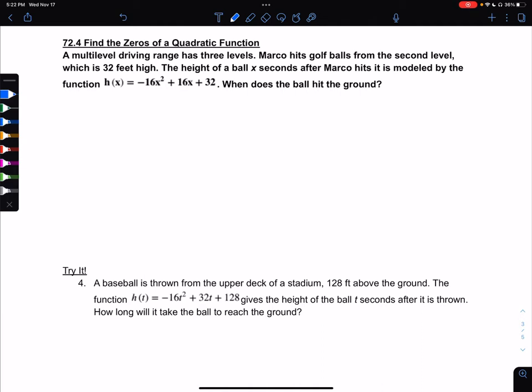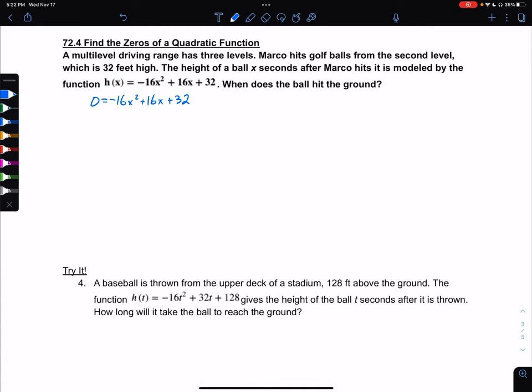All right, so what we're going to do is look for the zeros here, and solve this equation. So we have h of x is equal to this. We're going to take h of x and change that to a 0. So we're going to say 0 is equal to negative 16x squared plus 16x plus 32. The reason that we're making this 0 is because this function is measuring the height of the ball. When the ball hits the ground, the height is 0. So we want this height here to be 0. So we set it equal to 0.